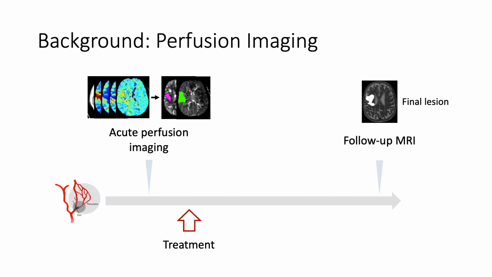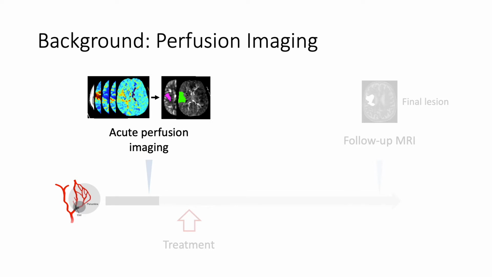So to summarize, we have our acute event and then we perform perfusion CT imaging to detect what is still salvageable. Based on this, we decide to initiate treatment, but it's only a few days later that we know the extent of the final lesion. So generally, we are here.